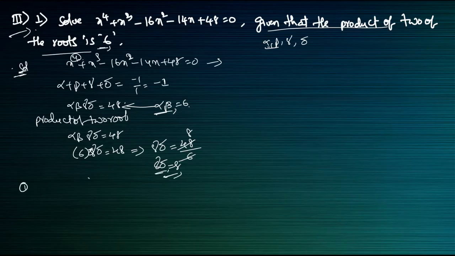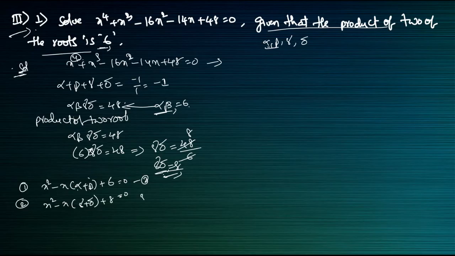So the first equation will be like this: x square minus x into (alpha plus beta) plus alpha beta is equal to 6. The second equation will come like this: x square minus x into (gamma plus delta) plus gamma delta is equal to 8. So these two equations will come here, equal to 0 and equal to 0.